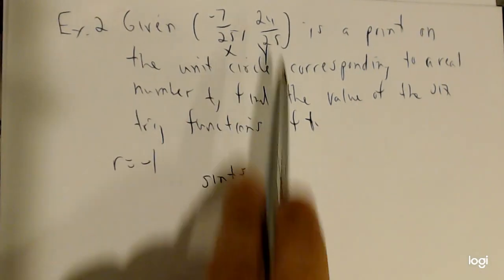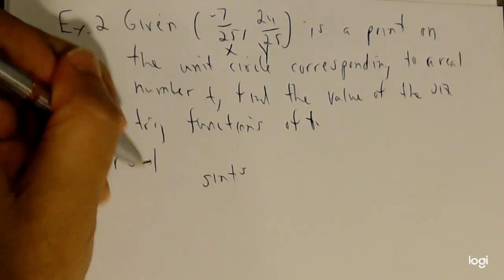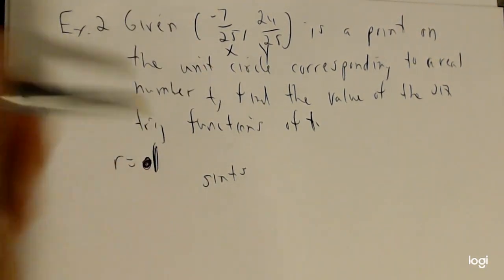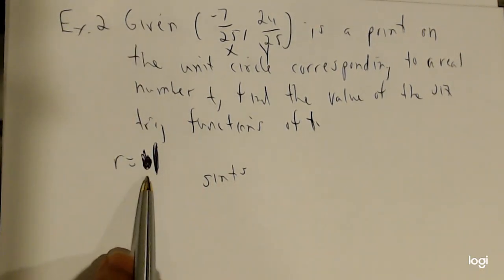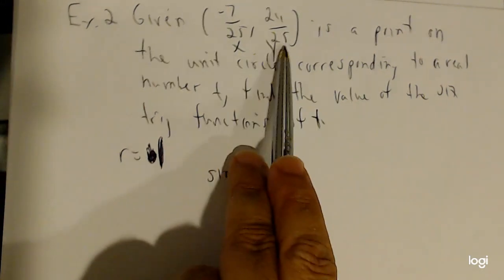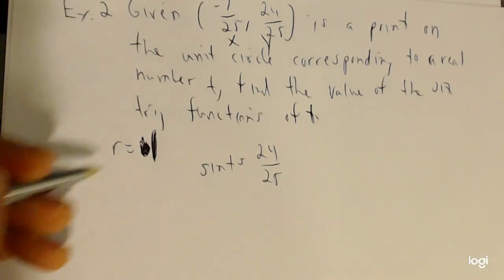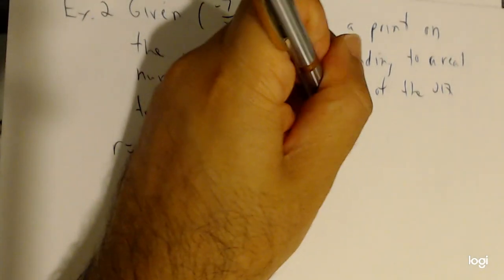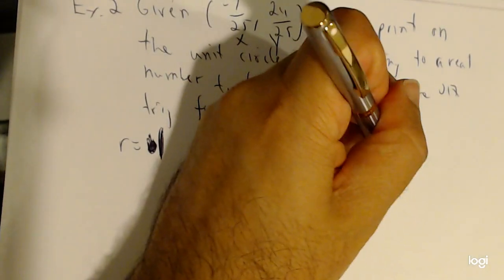So sine of t is what? Y over r. So it'll be 24 over 25 over 1. R is always positive, sorry about that. I keep mentioning how it has to be a positive number, and here I am writing it as a negative 1. But anyway, 24 over 25 divided by 1 is just 24 over 25. And then cosecant of t is just the reciprocal of this, which would be 25 over 24.